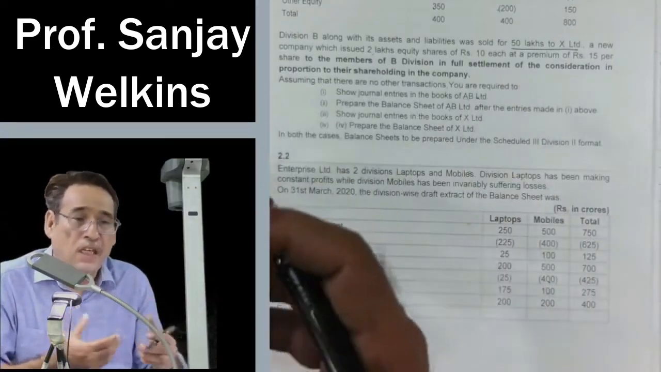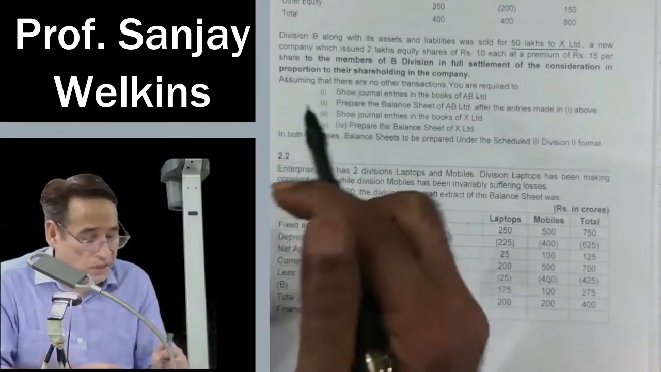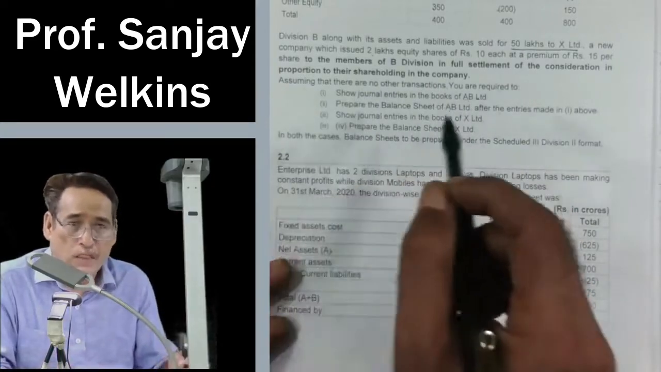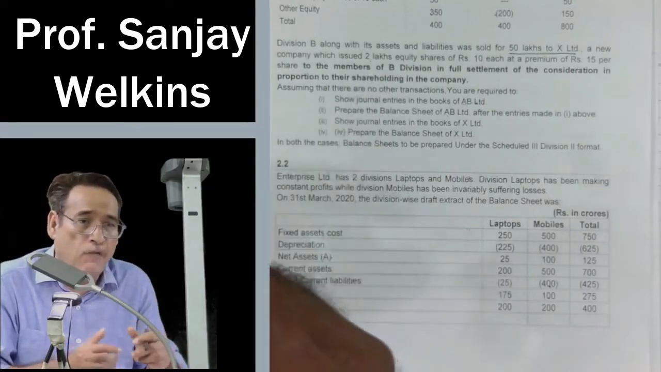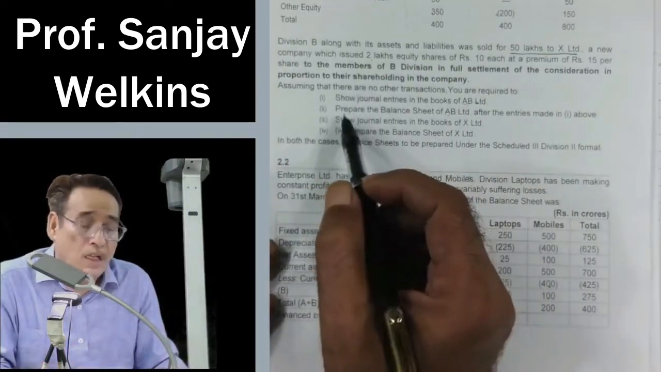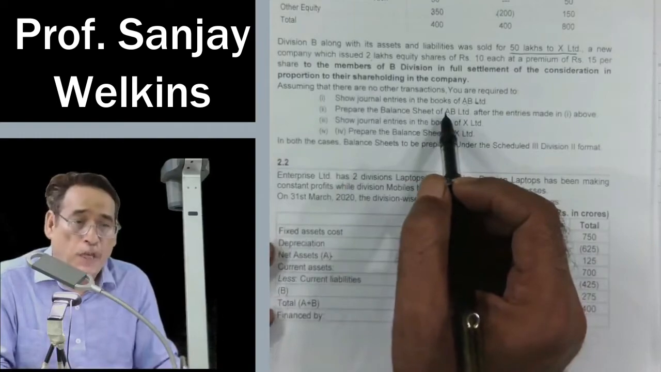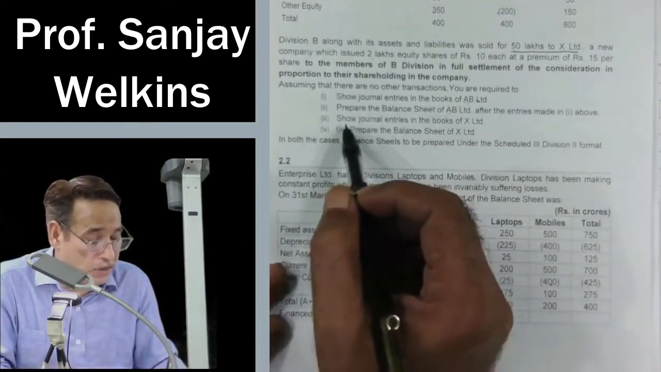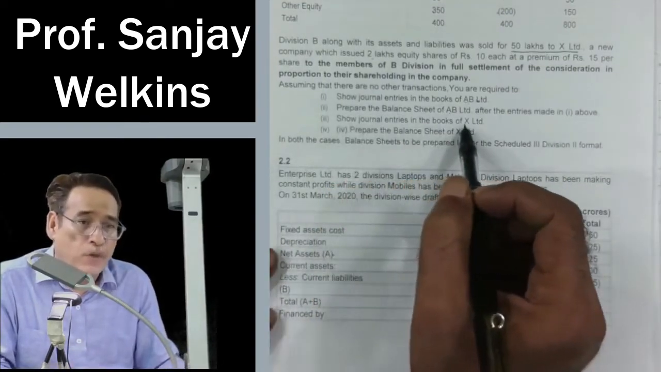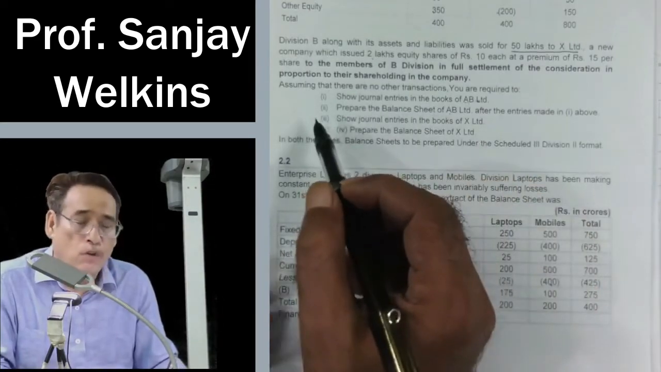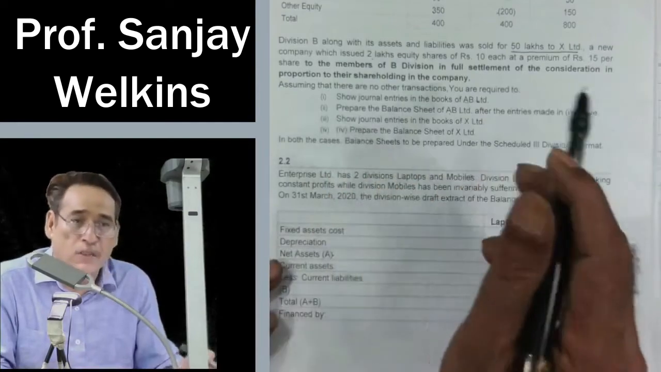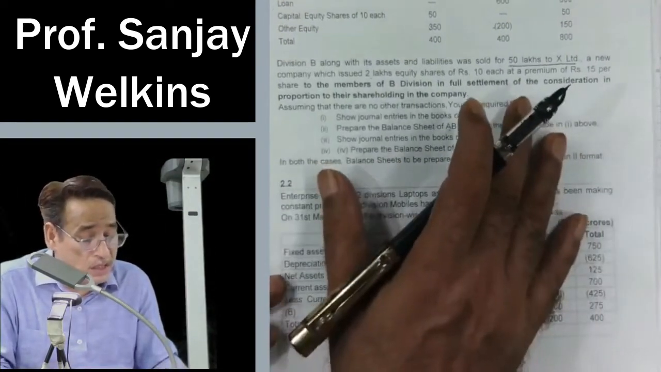That is exactly what I said in the last session, that first of all, we may be asked to pass the entries in the books of the demerged entity, because AB Limited now will be termed as the demerged entity. Then we shall be preparing the balance sheet of AB Limited after the demerger. Further, in the new company's books we shall have to pass entries and prepare the balance sheet. And all those four things are being asked in this particular question. So this is the situation.